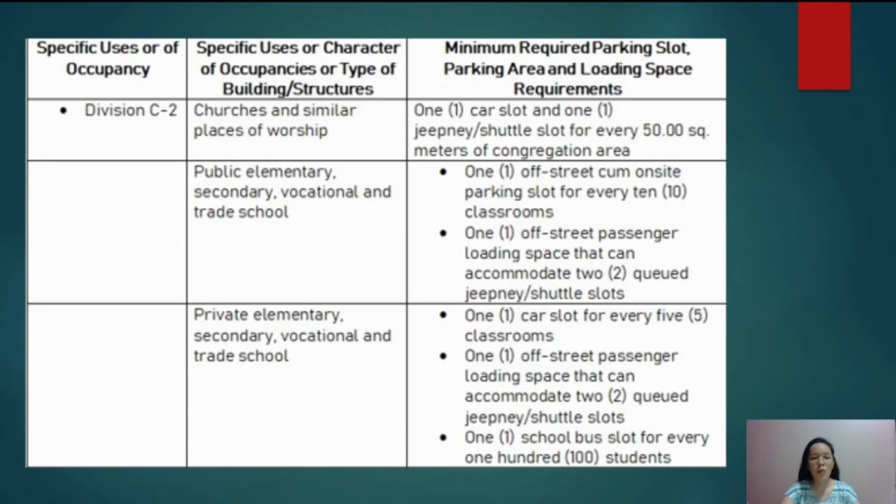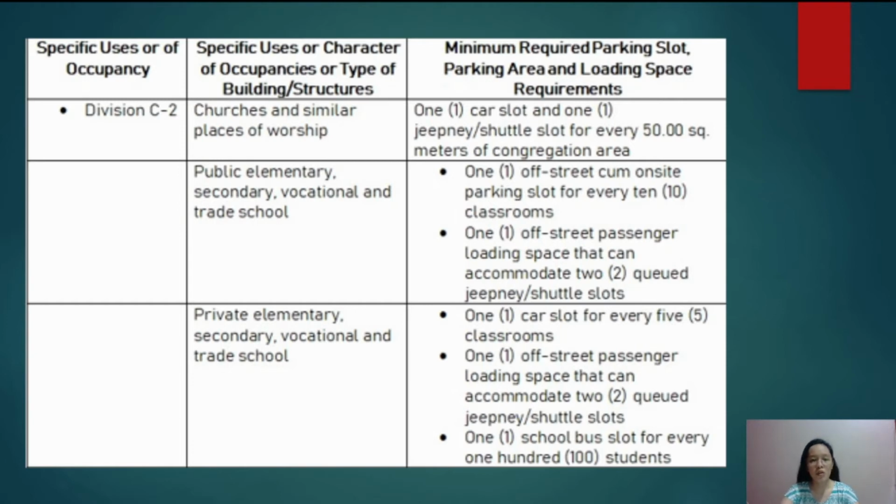And the next, for specific uses or character of occupancies or type of building or structures under C-2, we have here public elementary, secondary, vocational, and trade school. Its minimum required parking slot, parking area, and loading space requirements: one off-street on-site parking slot for every 10 classrooms and one off-street passenger loading space that can accommodate 2 queued jeepney or shuttle slots.